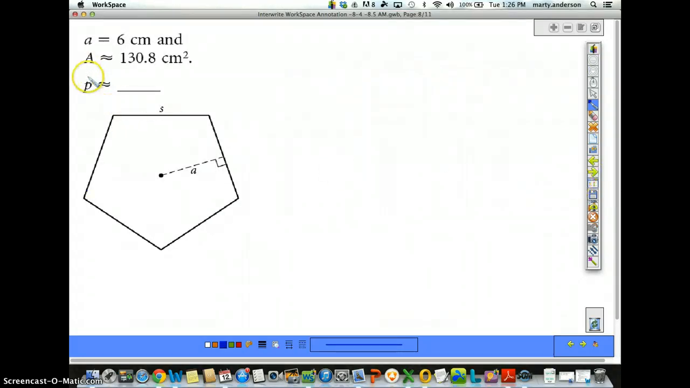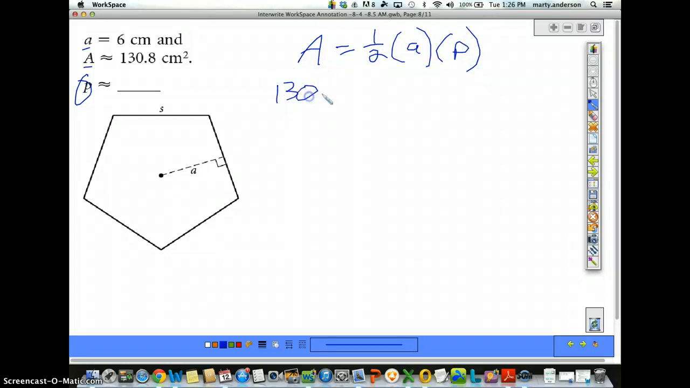Okay, we've got a little bit different problem here. Now we don't know the perimeter, and we're working backward. We know the area, and we know the apothem. So we start with area equals 1/2 times the apothem times the perimeter, and we can work our way backwards. 130.8 equals 1/2 times the apothem times the perimeter, and we need to solve for P.